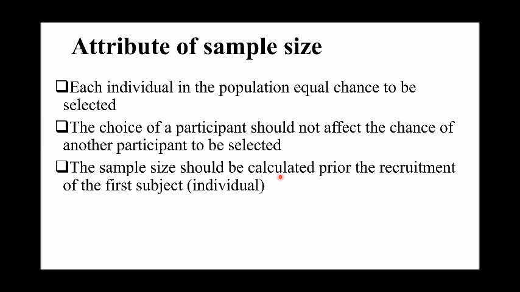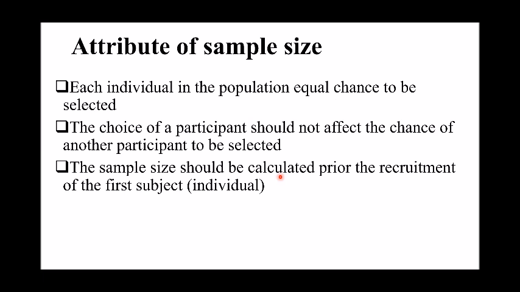Now the attribute of sample size, meaning that each individual of the population has equal chance of being selected. What does that mean? Let's assume the population is 10. Then you select 1. The remaining is 9. The 9 will not be affected by the fact that 1 is gone, so they still have the same chance to be selected.